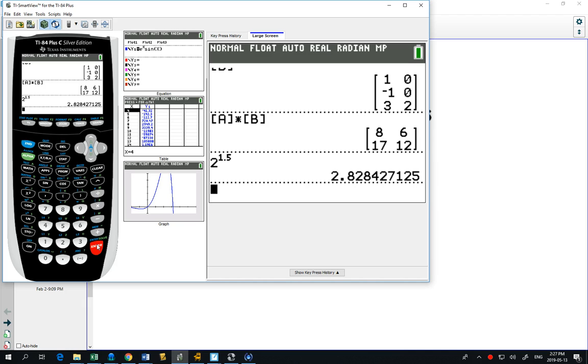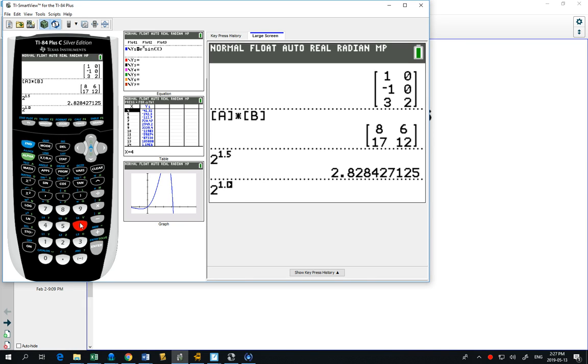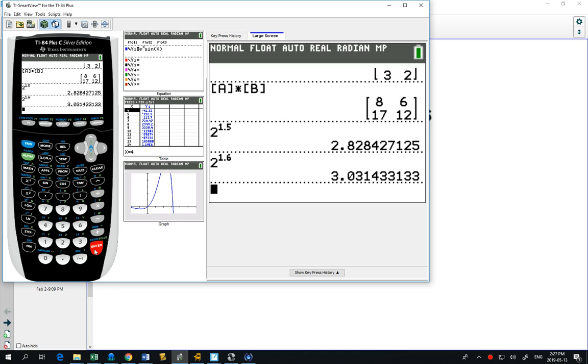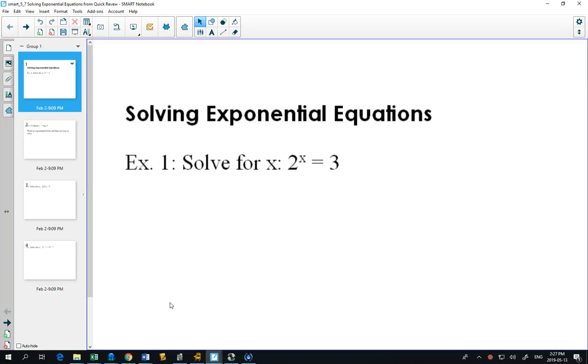I mean, we could guess and check until we get really close. Ooh, 1.6 is too much. So now we know it's between 2 to the 1.5 and 2 to the 1.6. But if we want to find it exactly, we need to use logarithms and our laws of logarithms.